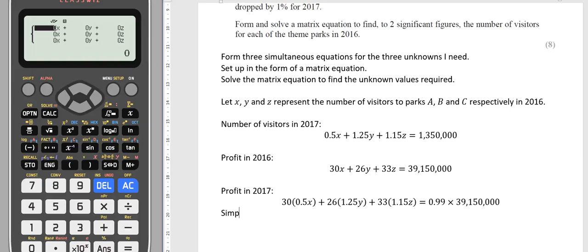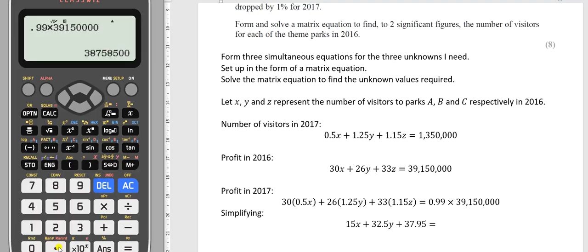So there we go. It's a good idea at this point to simplify your equation, and you can either use your head or you can let the calculator do some of the heavy lifting for you. So 26 increased by 25% gives me 32.5. And finally 33 increased by 15% gives me 37.95. And on the other side of the equation as well, I'm going to find 99% of this number. So we get 38,758,500. And again, I'm going to try to keep the commas in there so I can make sure my numbers are at least the right size and I don't miss anything avoidable that I should be catching.